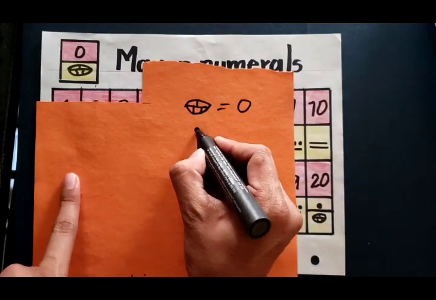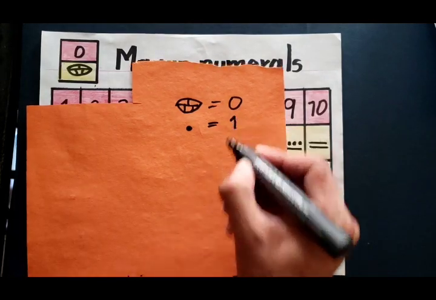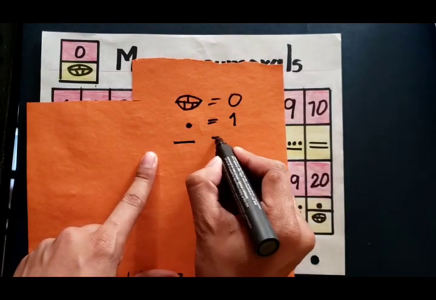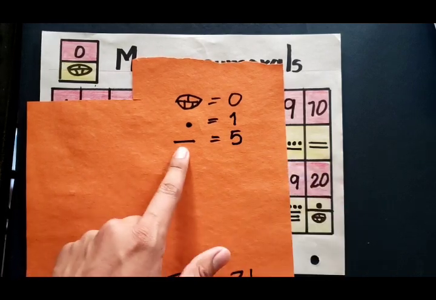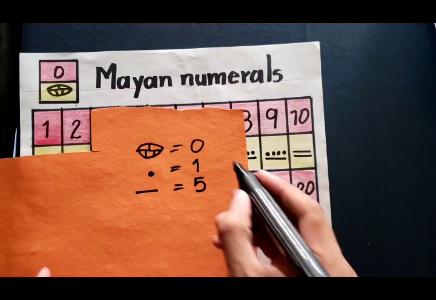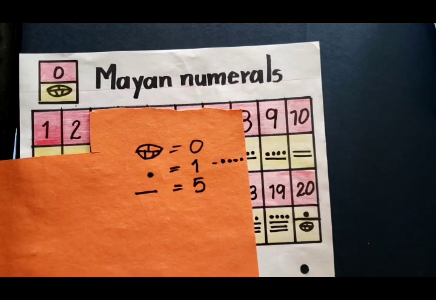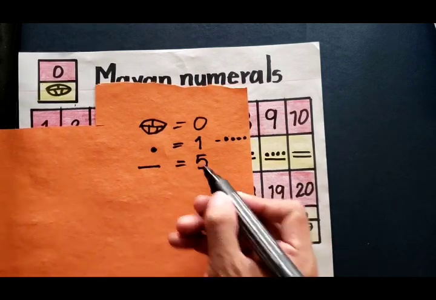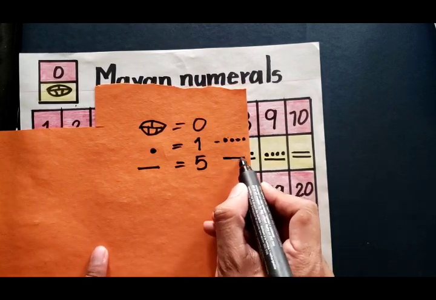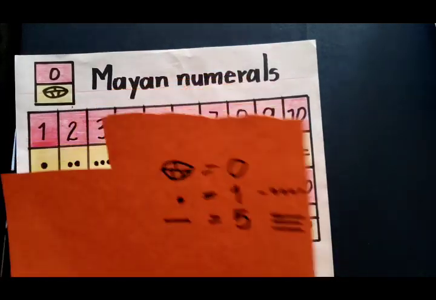Then we have 1. How much is this point? 1. And we also have 5. How do you write 5, mister? With a line. The number 1, you can only repeat it 4 times. No, not more than 4 times. That is the maximum. And the number 5, we can only repeat it 3 times. No more than 3 times. Okay, those are the rules.